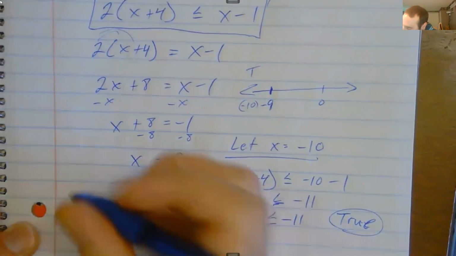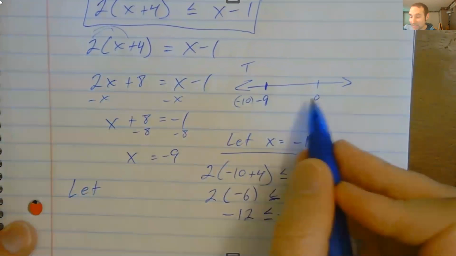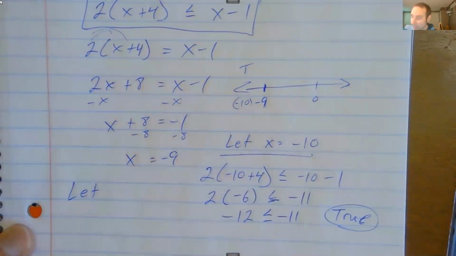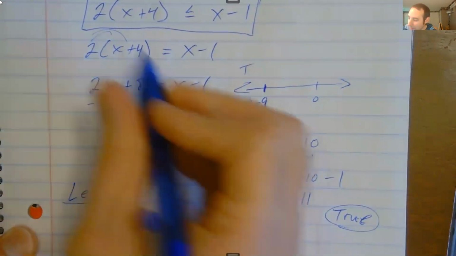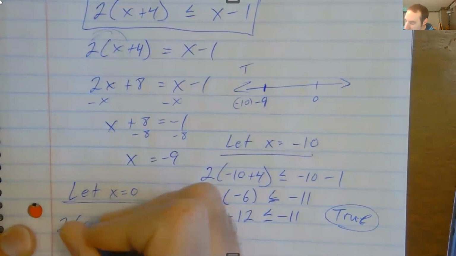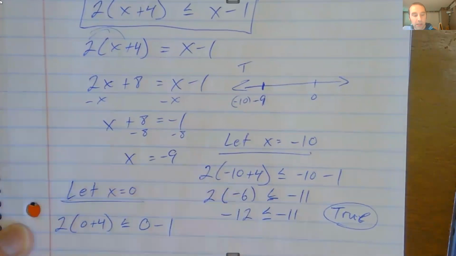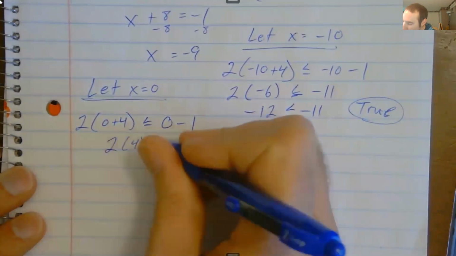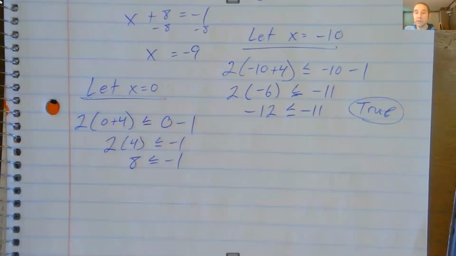Maybe it's not. So I'm going to pick a nice, easy to plug in value that's to the right of negative 9. And again, 0 is really easy to plug in. So anytime I have a chance of substituting in 0, I'm going to do that. So I'm going to let x equal 0. And so I go back up to my original inequality, and I'm going to have 2 times 0 plus 4. Is that less than or equal to 0 minus 1? So this is really just 2 times 4 less than or equal to negative 1, which is 8 less than or equal to negative 1. And the answer to that is no, that's not true. That is false.